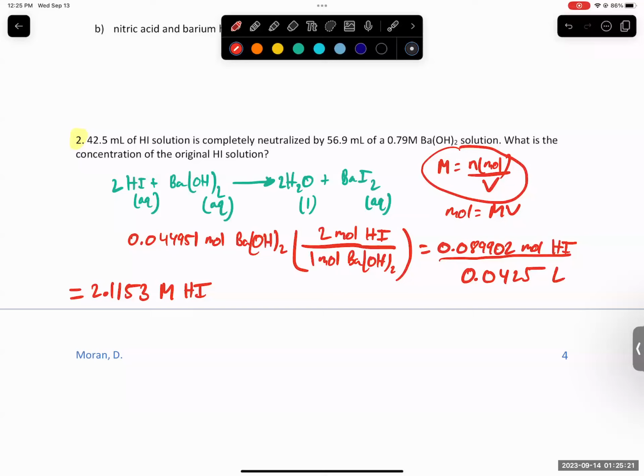This thing is called the neutralization reaction. So we say the acid neutralizes the base. But in terms of significant figures, are we done? No. So how many significant figures should my answer have? 2, right? Because of what number? 0.79. So this would be 2.1 molar HI. And that would be fine. Any questions about any of that?